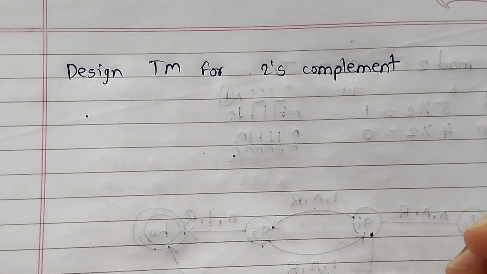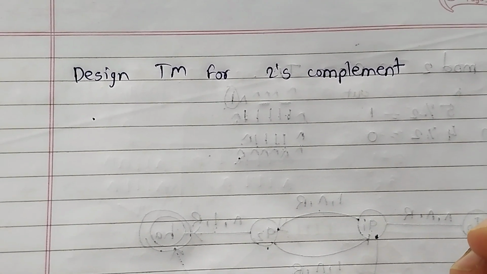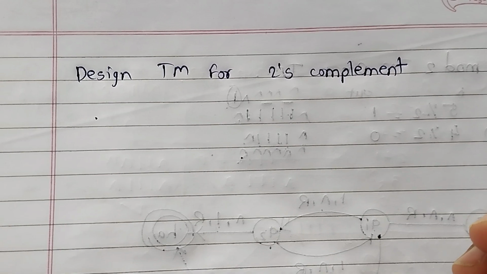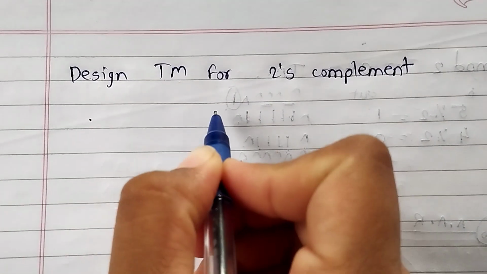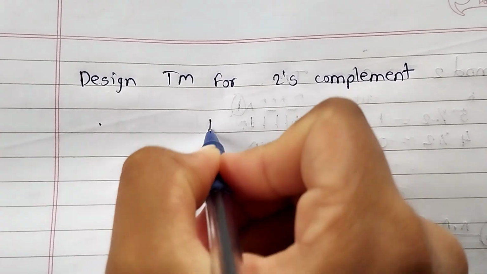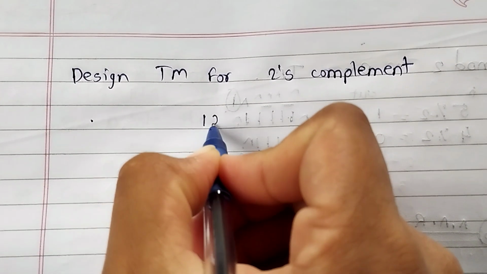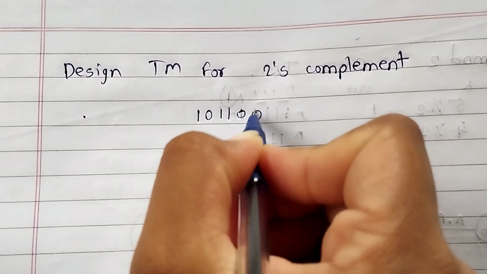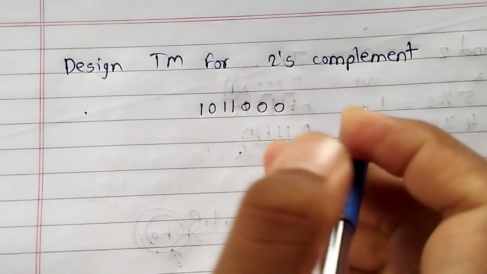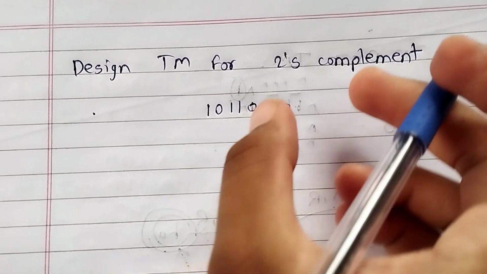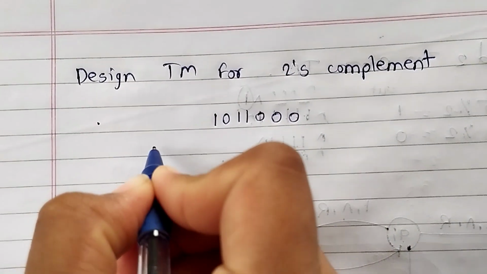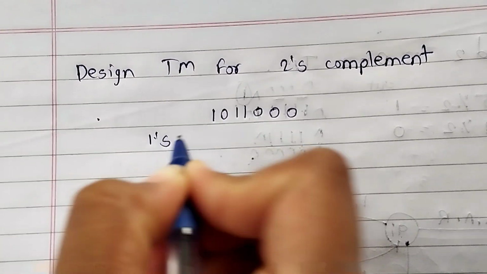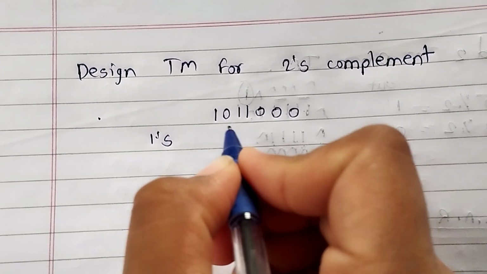Hello everyone. In this video we draw the Turing machine for the 2's complement. So let's suppose we assume one example like 1 0 1 1 0 0 0. So this is the input string. Now we first find out the 1's complement. So what is the 1's complement?